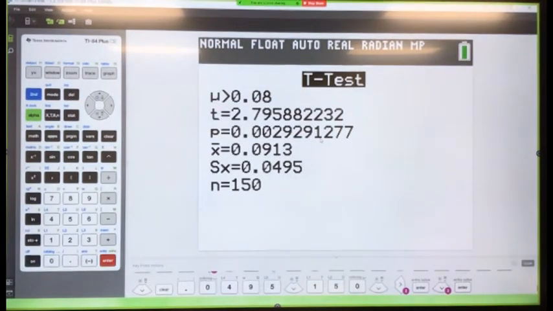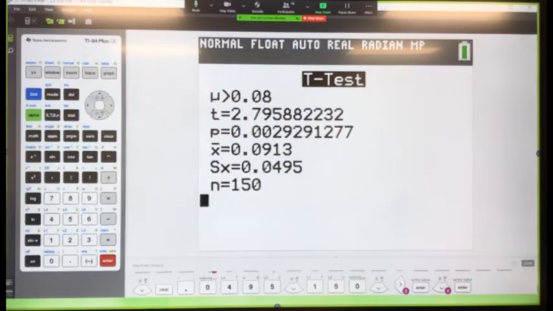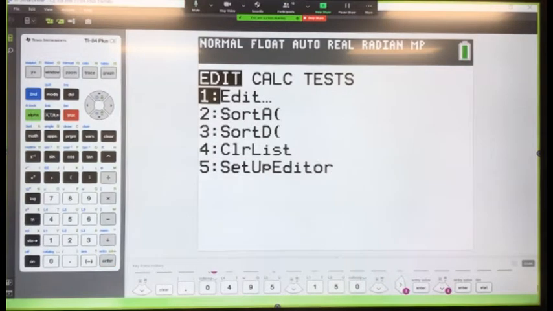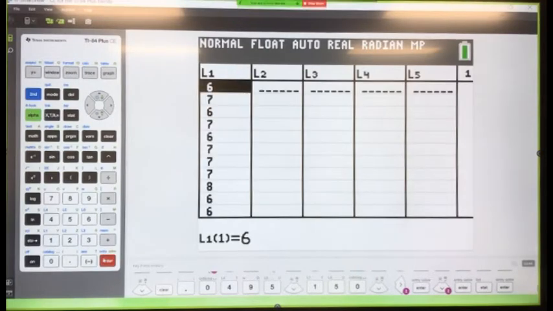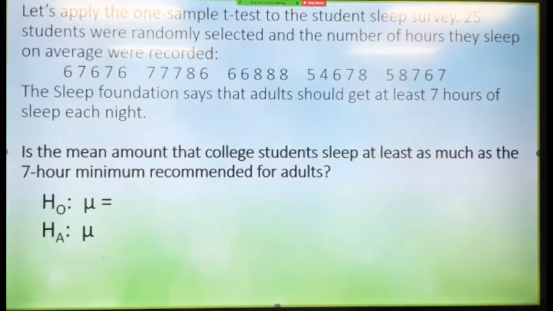You can do that with your calculator. Here's how. You're going to have to enter this data anyway, so you might as well check the graph while you're at it. So go to Stats, Edit, and put in all of those values. So all 25 of these values. Okay? Anybody else? Once, twice?